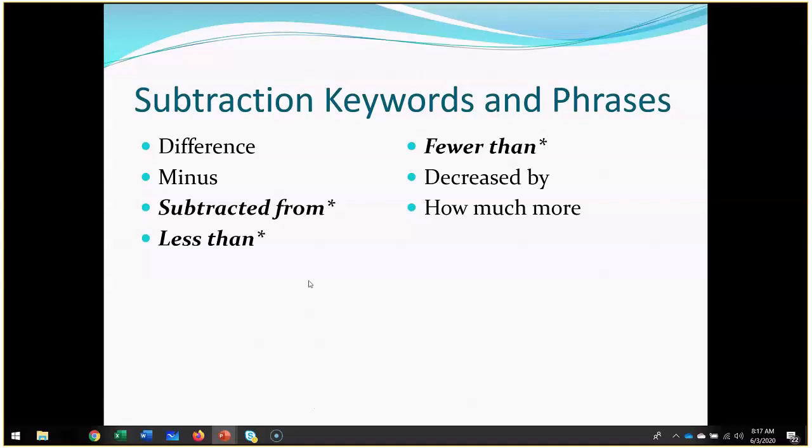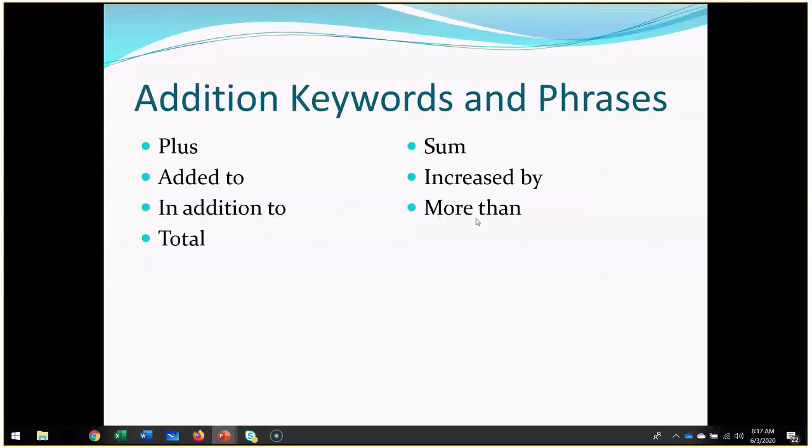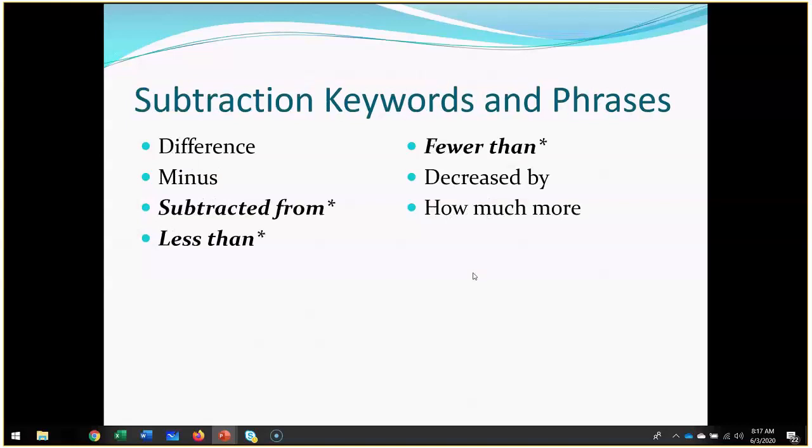This last phrase here, how much more, is another one that is confusing to some people because they see the word more in there and they assume that means addition. Let me go back. More than means addition, but you have to have it as a total phrase, that phrase together. How much more means subtraction. Again, as an entire phrase. It's not just the word more, it's the whole entire phrase as a whole that means one or the other.